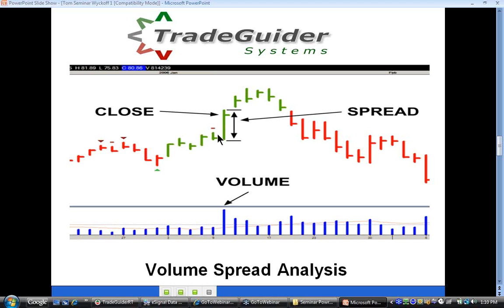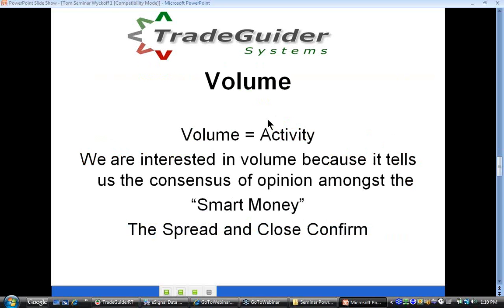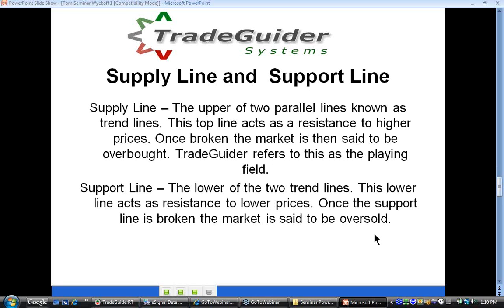Now, many of our indicators require 2 bars to confirm, much the same as a candlestick pattern. Some of them require 3 bars, and I hope today you're going to have the opportunity to see these indicators coming up live. So in summary, volume is activity. We as traders must be interested in volume because it tells us the consensus of opinion amongst the professional players or smart money. The spread and the close confirm it, especially when you compare it to the previous bars. Most important is we must identify where we have a supply or a support line. At TradeGuider, we refer to this as the playing field or a trend channel. And I'm going to show you today how I use certain support and resistance levels to identify high probability trades.